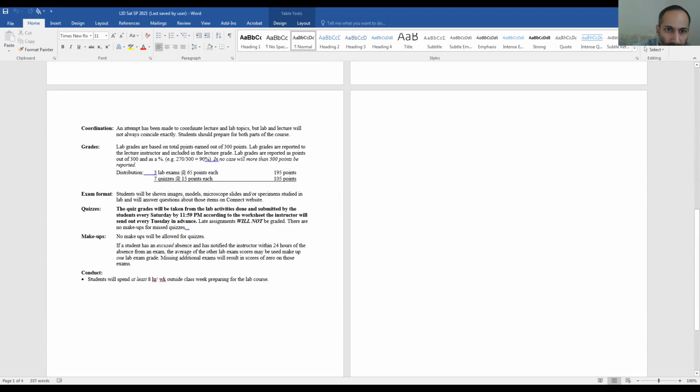So the lab manual, what else? The grades. Okay, so let's take a look at how the grades work here. You will have 3 lab exams at 65 points each. All 3 of those lab exams would be posted on the Connect website, and I'll give you sometimes an hour and a half to 2 hours, depending on how many questions, to work on the Connect website and turn in the answers. Okay, these are all posted online on the Connect website.